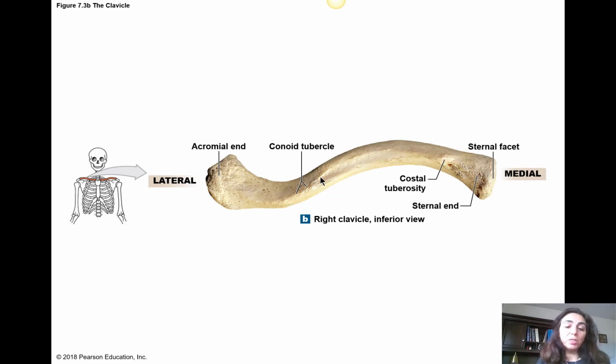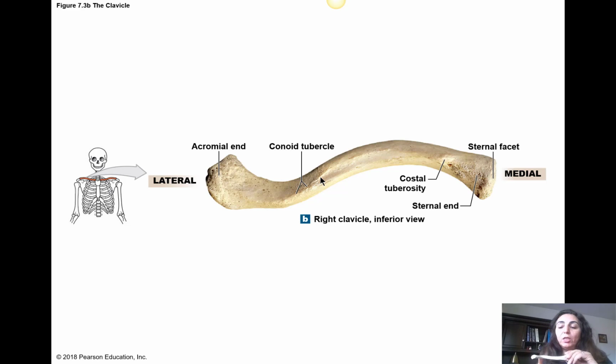This conoid tubercle is a good landmark that you can use to recognize all three directions of the bone. I call that one LIP. L for lateral, as you see, is on the side of the acromial end. So this bone, the conoid tubercle, I put my hand right over that so that you don't lose it, is on the lateral side. So this lateral might be on this side, might be on this side, right? And also it is inferior: LIP, lateral, inferior.